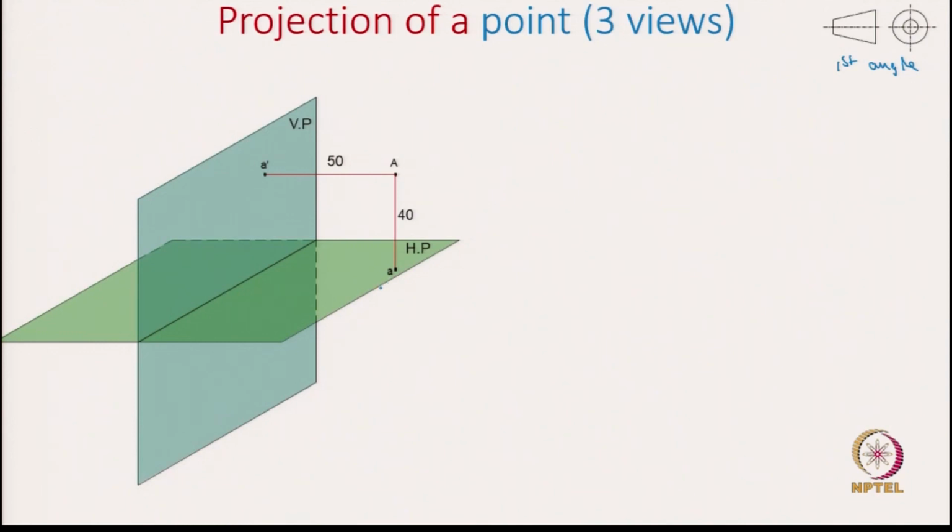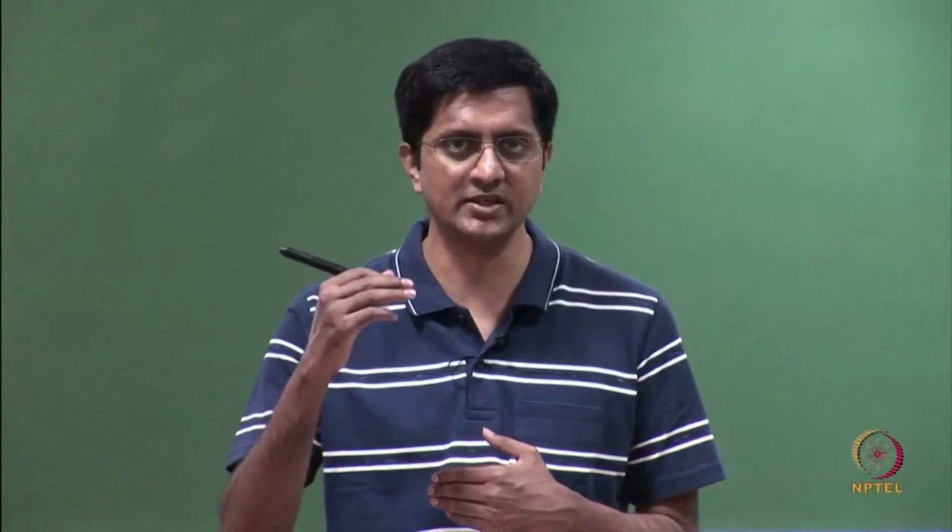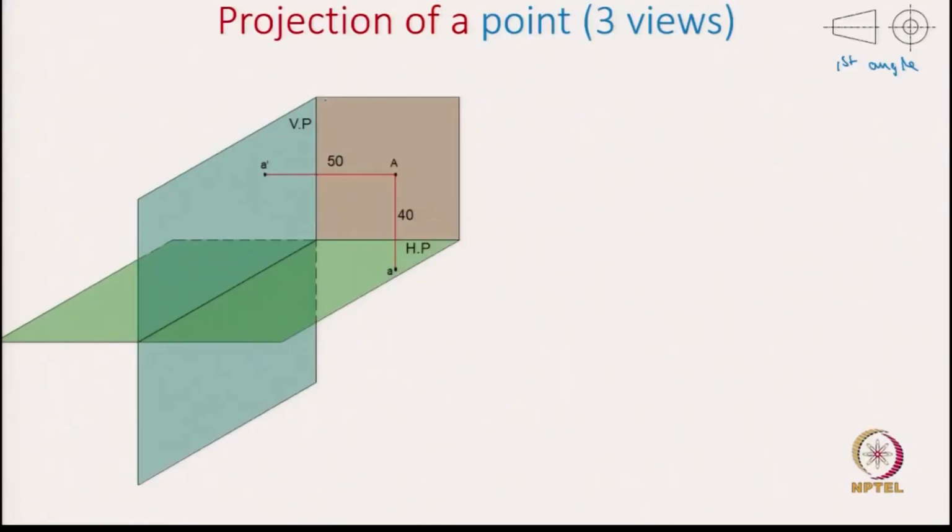For this we need a projection plane. Where do we place the projection plane for the first angle projection? We place it behind the object. So, in this case it is behind point A. This we call the profile plane, because sometimes the side views are also called profiles, which is why we call it a profile plane.